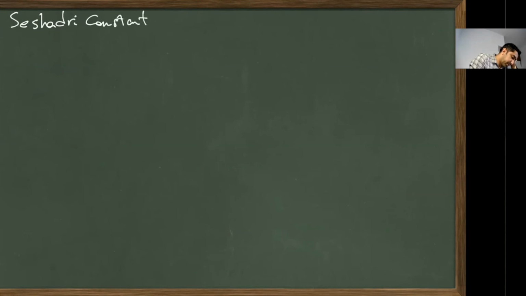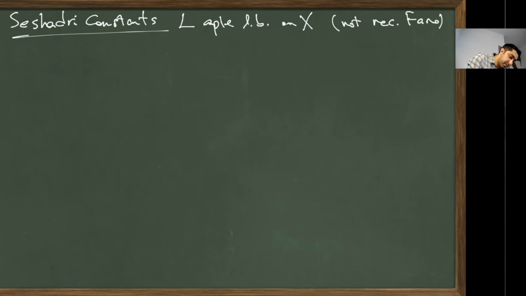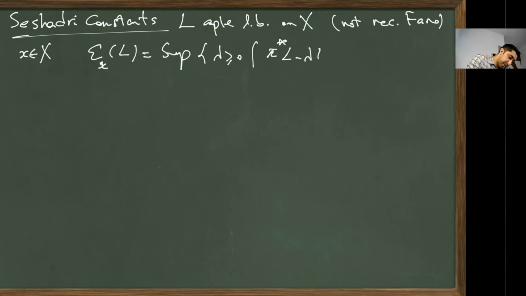Seshadri constant. Suppose L is an ample line bundle on X. For the first line, I'm not assuming anything is Fano, so X is not necessarily Fano. You fix a point x and define epsilon_x(L) to be the supremum of lambda bigger than 0 such that the pullback of L minus lambda E is nef. So this is really just your nef threshold.